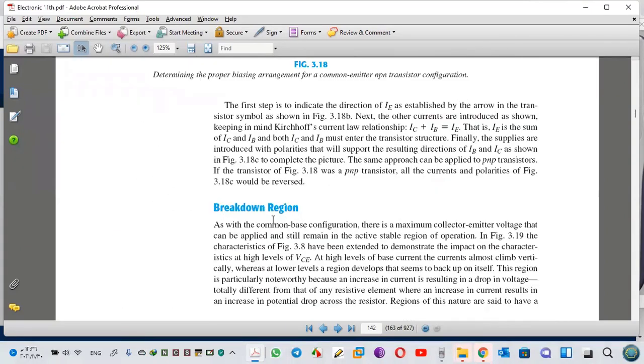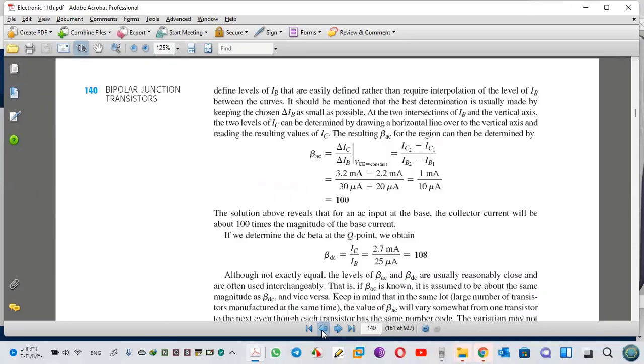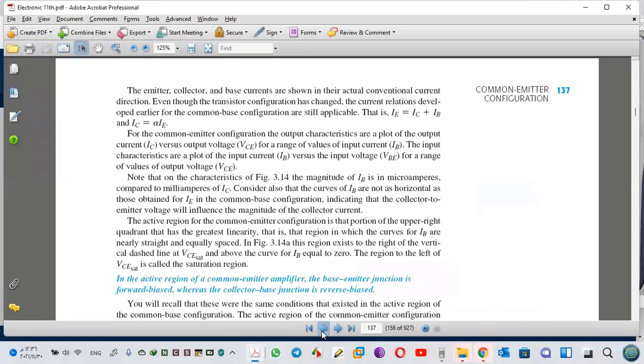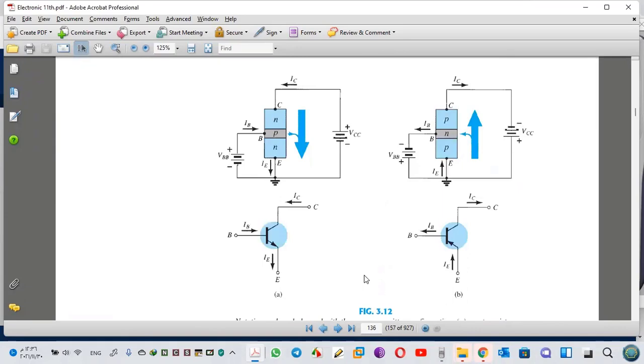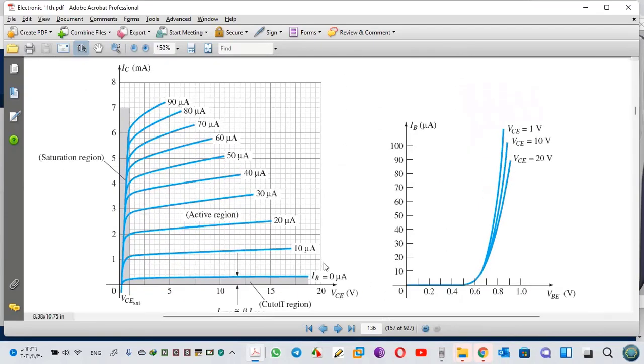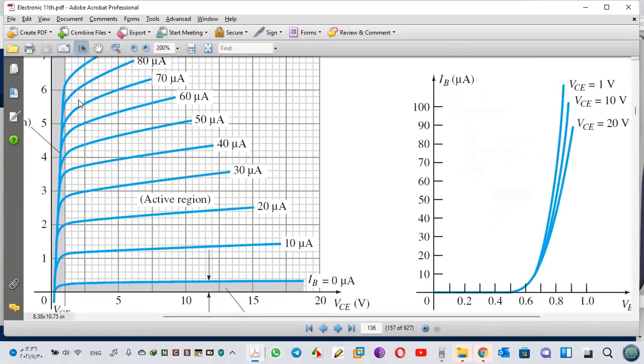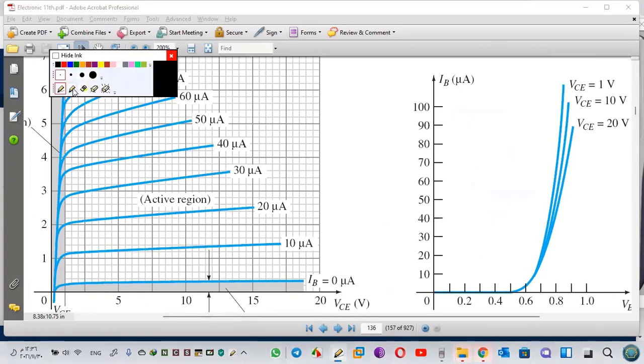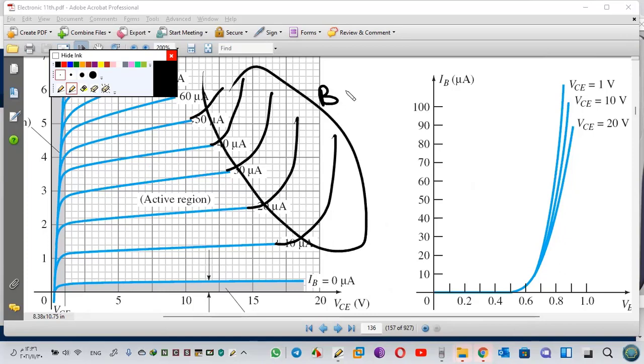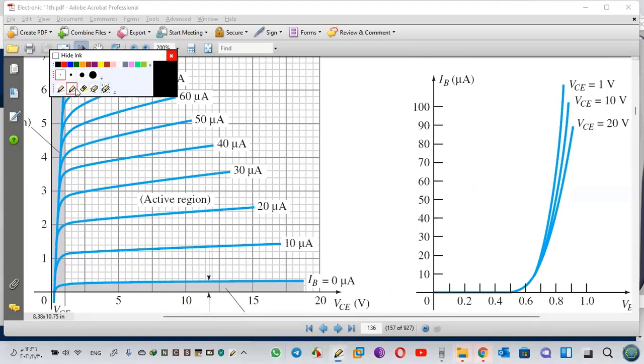Okay, now we have breakdown, the same thing we said before for common base. We have breakdown here. See this breakdown from an emitter. See this again. If you increase the voltage to some volt, example here, then we have a breakdown. It's called breakdown voltage. Exactly like what we said before for common base.